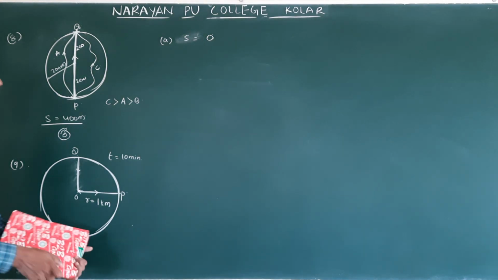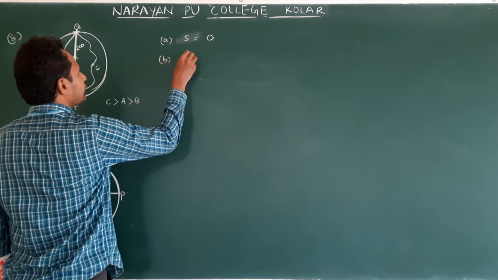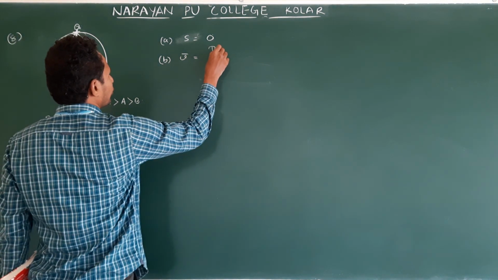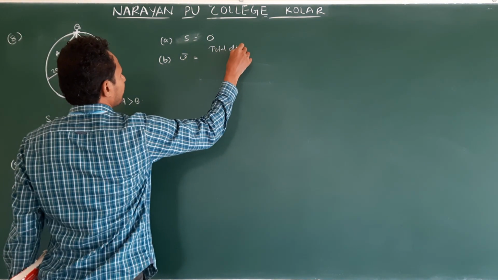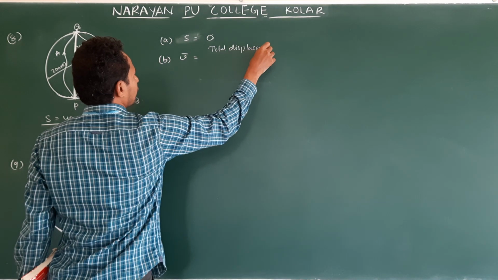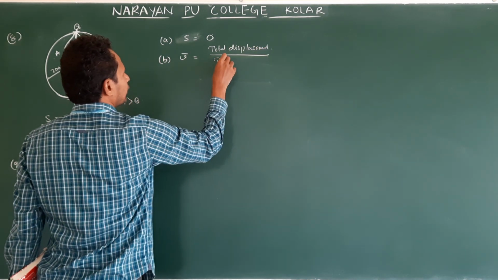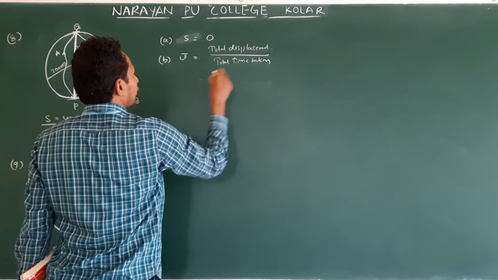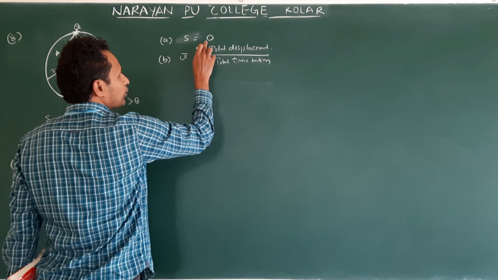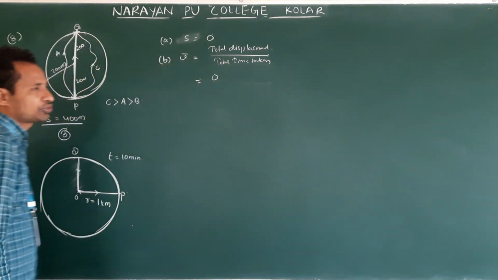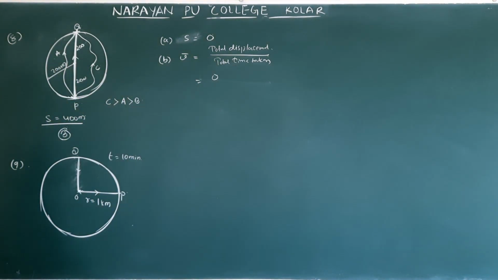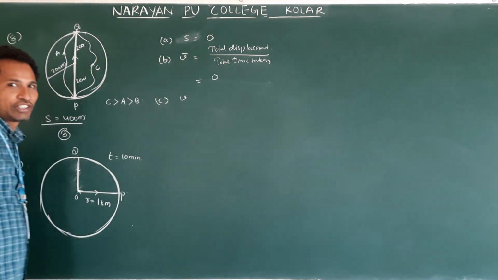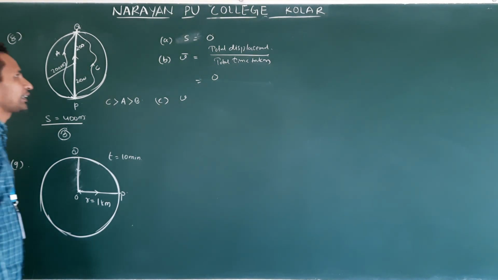Next question, they asked average velocity, question B. Average velocity means total displacement by total time taken. Total displacement is what? 0 by something, 0. So average velocity is also 0. Next, C, average speed. This we also denote with V only. There is no other alternative.